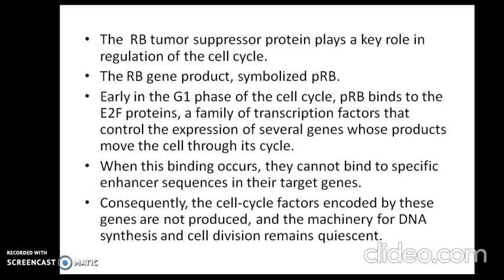Early in the G1 phase of the cell cycle, pRB binds to the E2F proteins, a family of transcription factors that control the expression of several genes whose products move the cell through its cycle. When this binding occurs, they cannot bind to specific enhancer sequences in their target genes. Consequently, the cell cycle factors encoded by these genes are not produced, and the machinery for DNA synthesis and cell division remains quiescent, that is inactive or dormant.